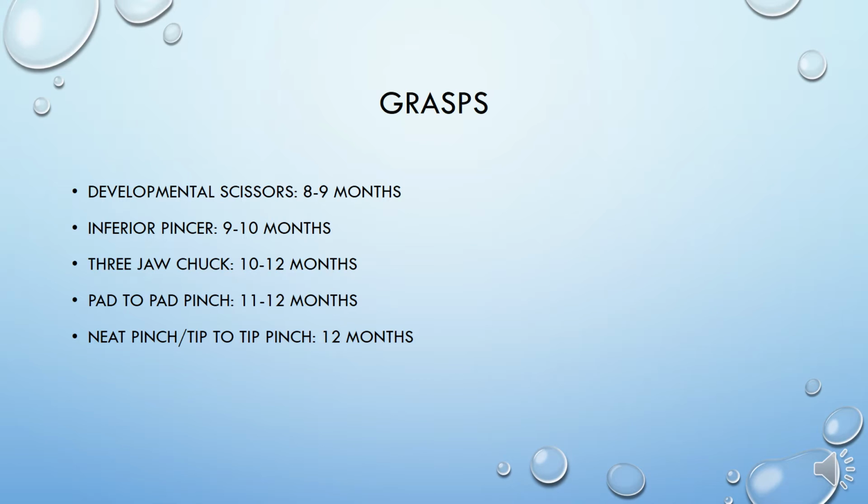And please note that that's at 12 months. So 12 months is young. A 12-month-old, a 1-year-old can use a tip-to-tip pinch. So if you are not seeing a tip-to-tip pinch in, for example, a preschooler, you know there's a significant delay going on. The other really important pinch or grasp to know is the three-jaw chuck. Three-jaw chuck grasp gets its name from a drill.